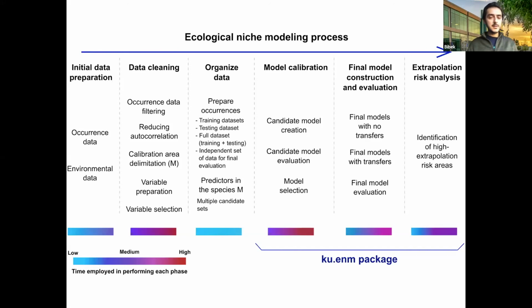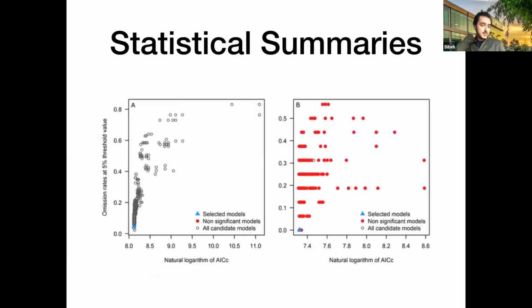So let's look at the KUENM package here. It's a package for doing ecological niche modeling. And what it does is this one package gives you the ability to prepare the data, to clean the data, to organize it, to build a model and to calibrate, and to do your final decision analysis. So for example, the summaries this package creates can be used for scientific presentations or for your professional work, right? It has statistical validity.